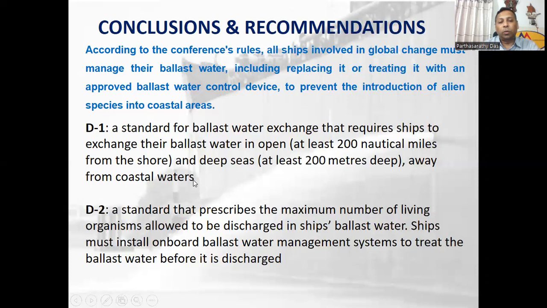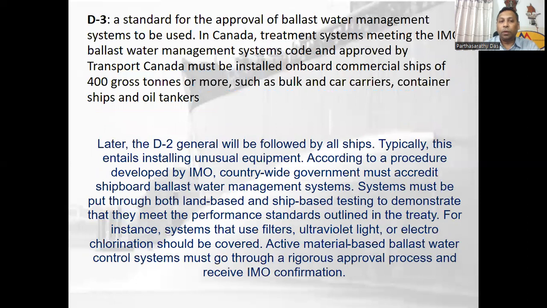The D2 standard prescribes the maximum number of living organisms that will be allowed to be discharged in the ship's ballast water. Ships must install on board a ballast water management system to treat the ballast water before it is discharged. And D3 is the standard for the approval of ballast water management systems to be used.